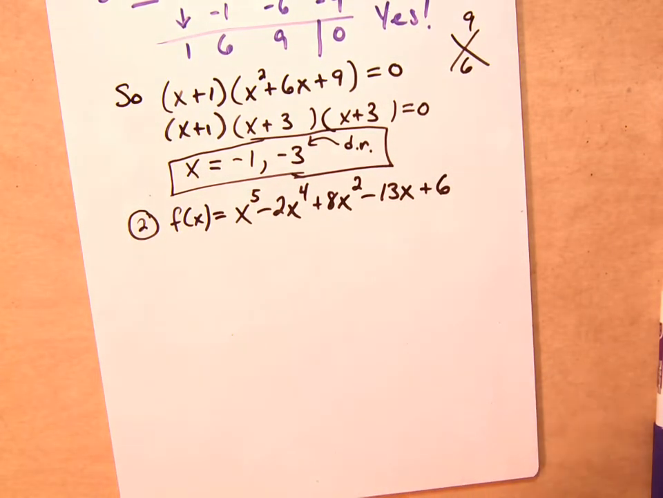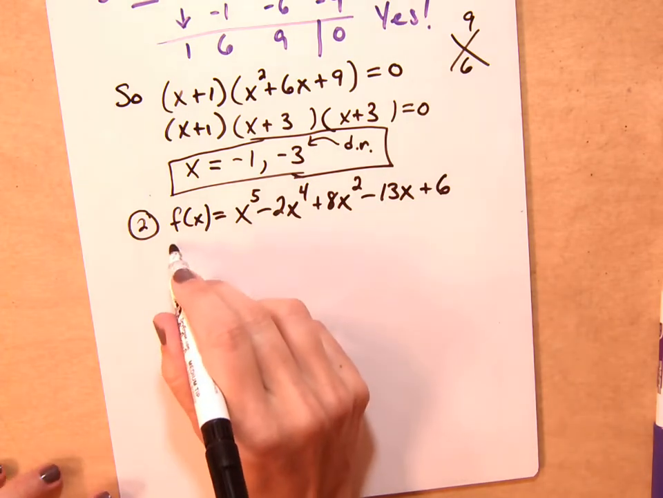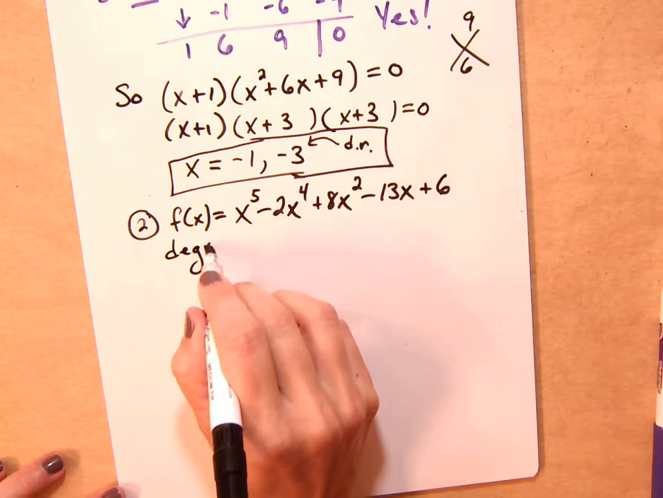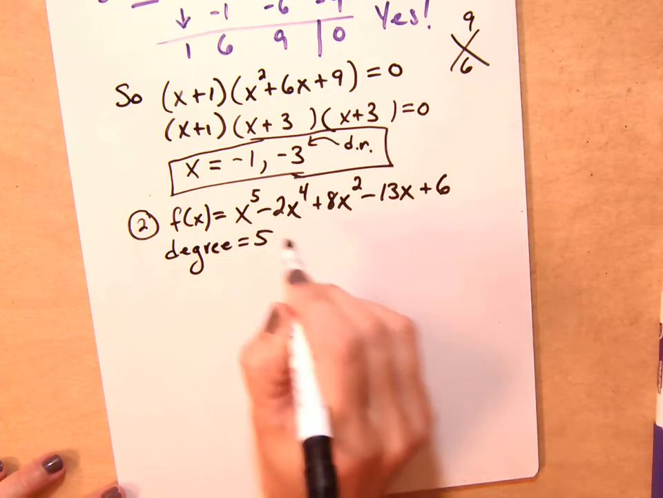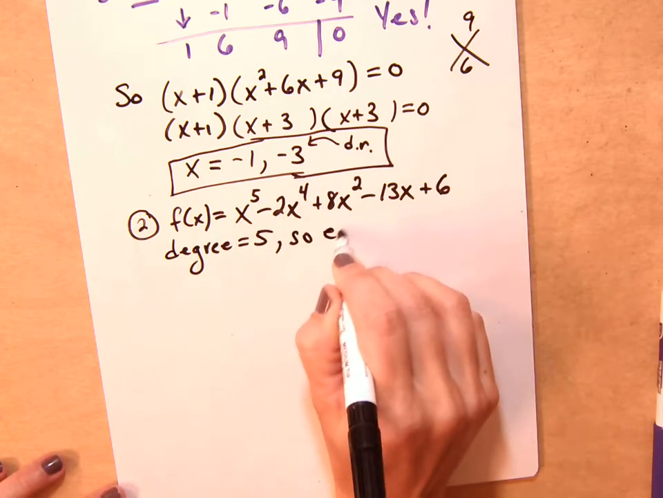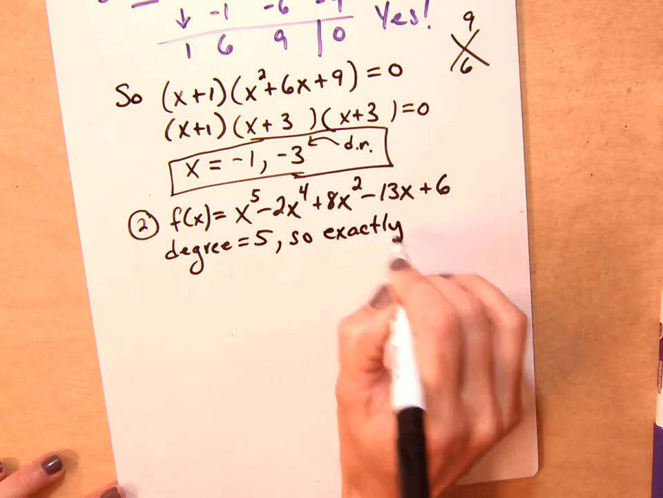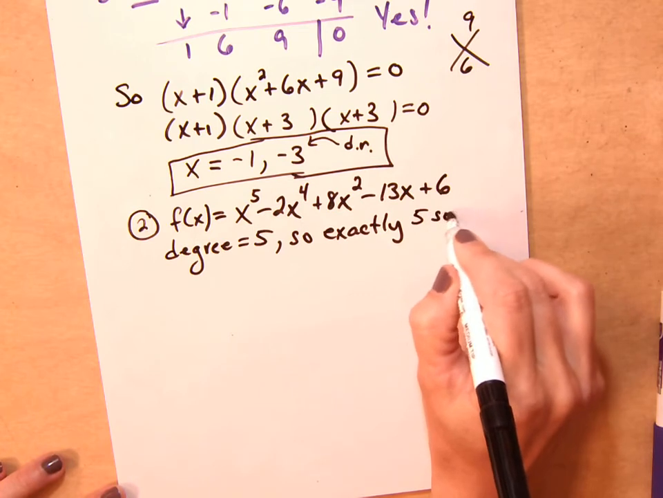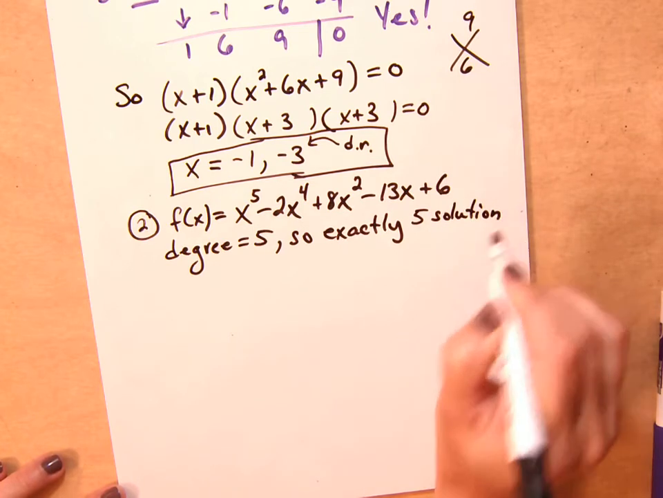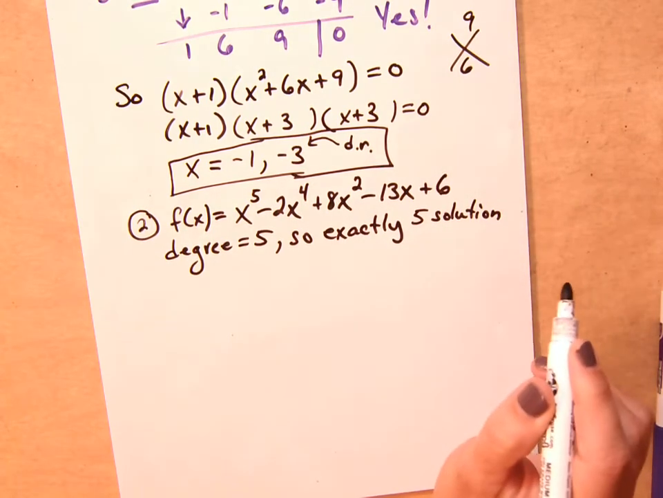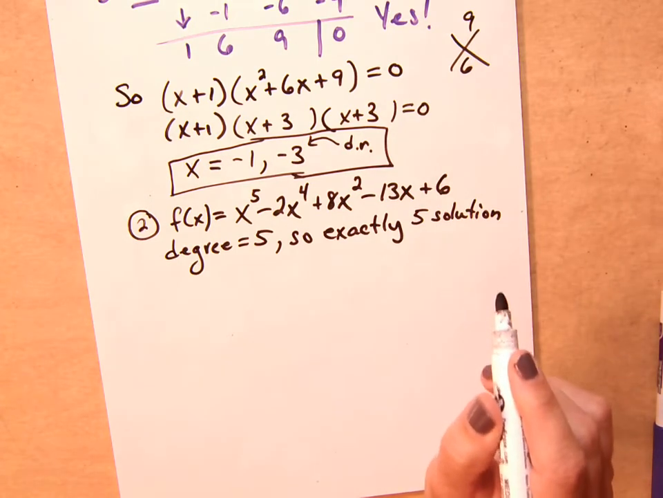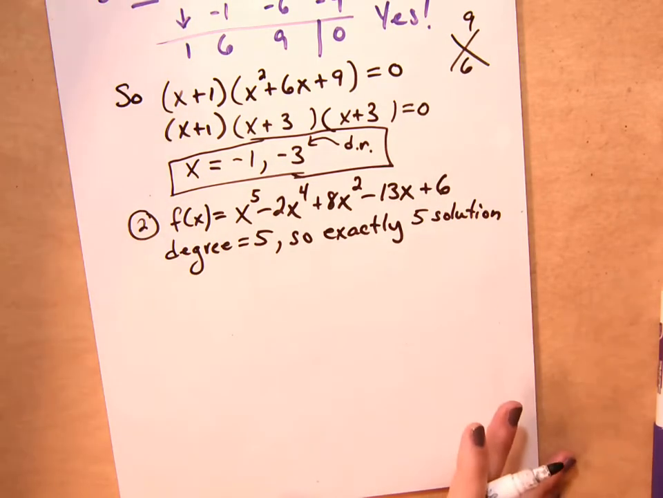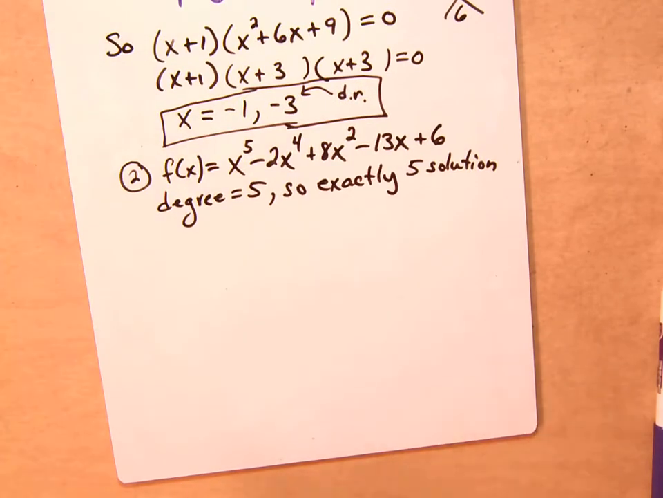How many are there exactly? 5. So I'm going to write degree equals 5. So exactly 5 answers. Sometimes that's all you have to do in the problem to say how many solutions. Now we might have like 1 double root and 1 triple root, and that might be it. That's 5. Okay? And again, just a preview, we'll see what this looks like graphically.